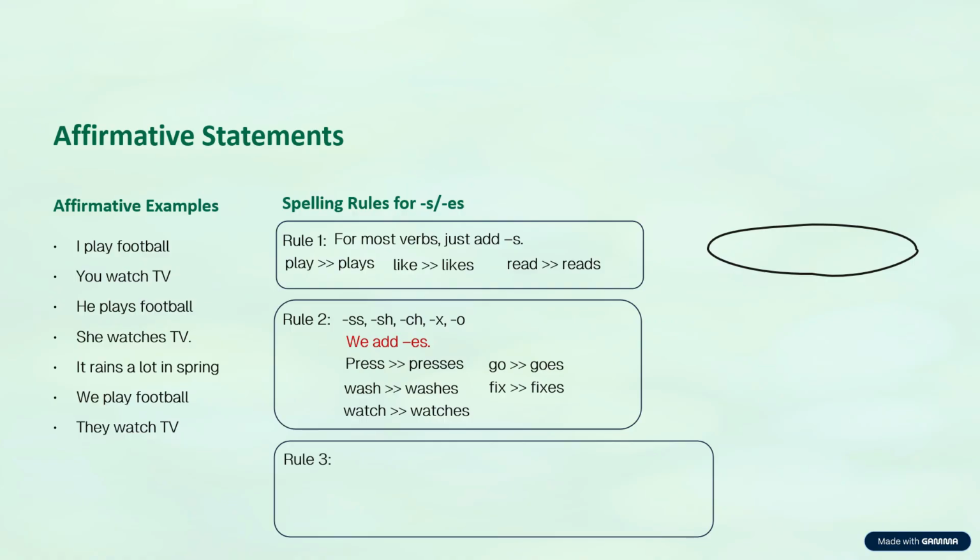Rule 3. For verbs ending in a consonant followed by a y, we change the y to i and add es.